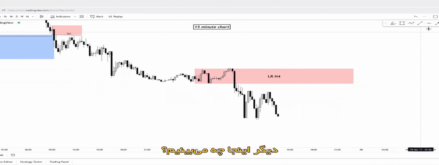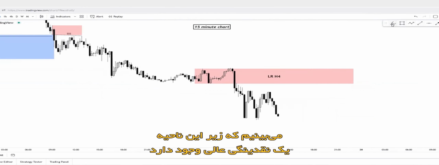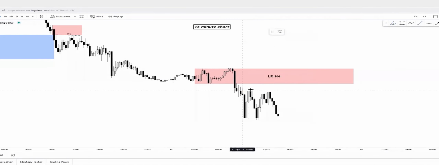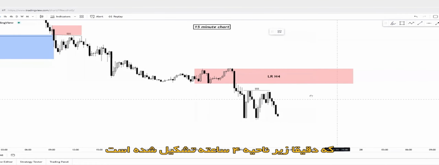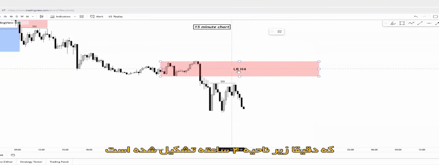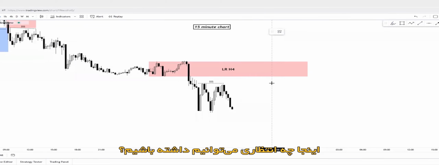Okay, what else can we see right here? We can see that below this 4-hour zone, there's a perfect liquidity, right? We can all agree on this one that there's liquidity. I will mark this as a liquidity line. So here's a liquidity line built up just below this 4-hour last recent zone. Okay, what can we expect here?